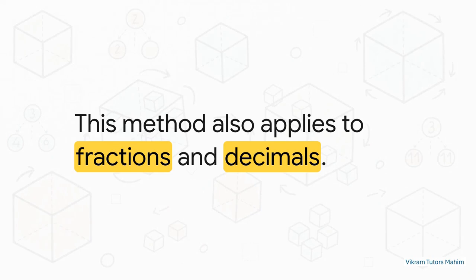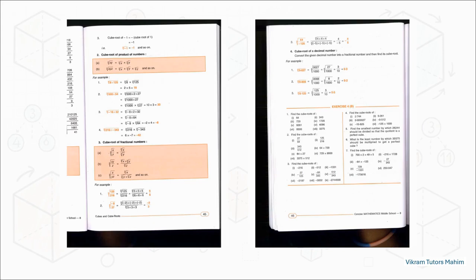What's great is that this exact same logic also works for fractions and decimals. For fractions, just find the root of the top and bottom. For decimals, just convert first.